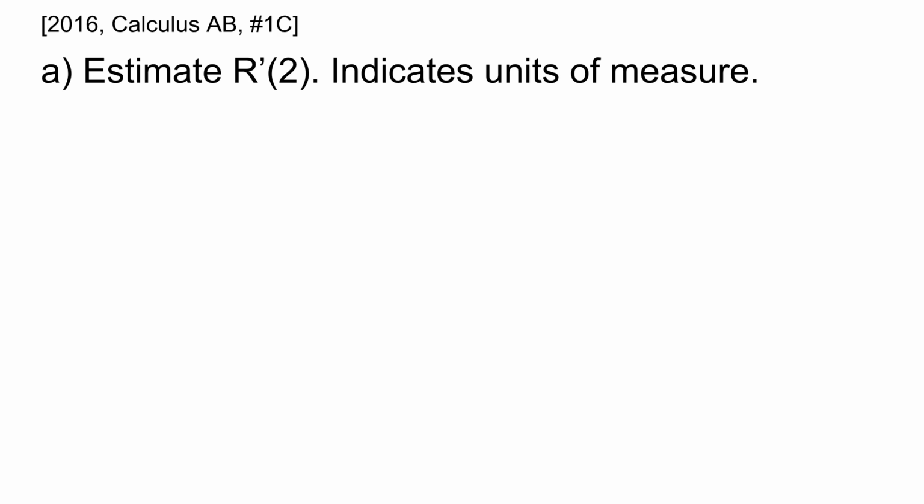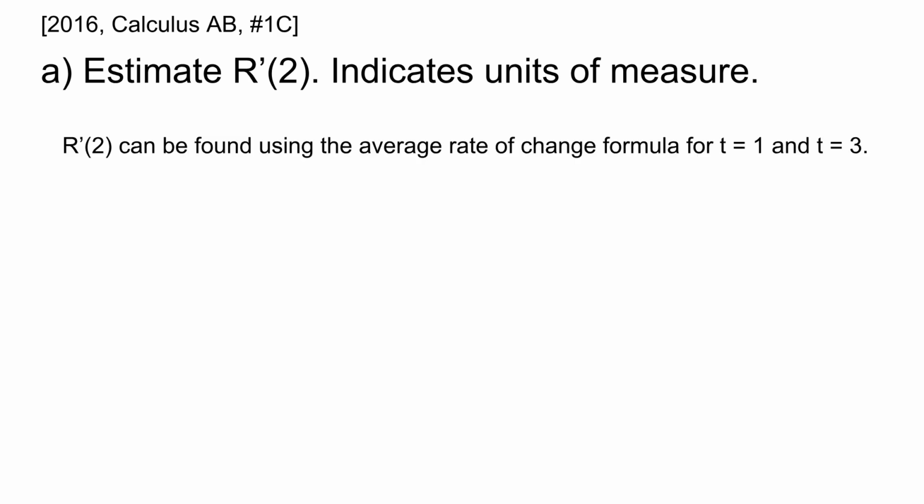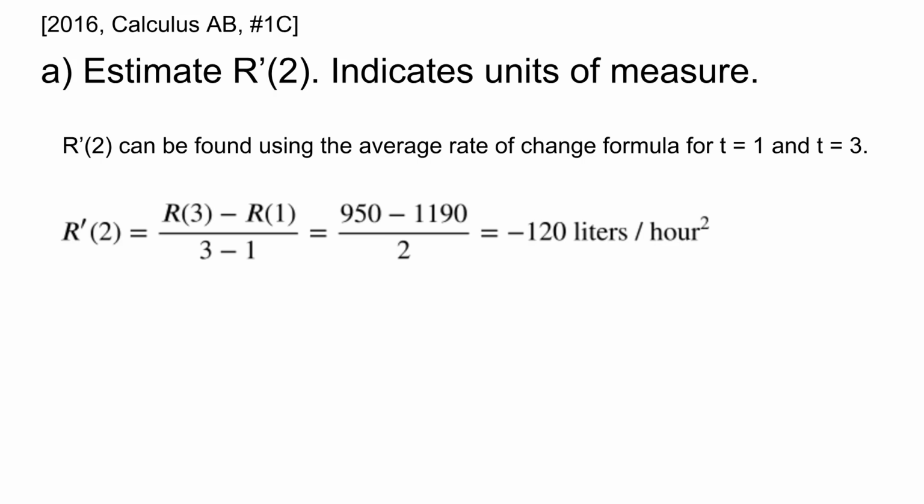In part A of the question, we are asked to estimate R prime of 2 and to indicate units of measure. R prime of 2 can be found using the average rate of change formula for t equals 1 and t equals 3. And so R prime of 2 is equal to R of 3 minus R of 1 over 3 minus 1, which is 950 minus 1190 all over 2, which is negative 120 liters per hour.